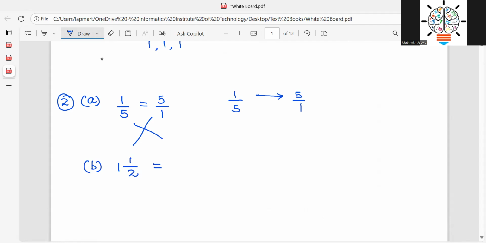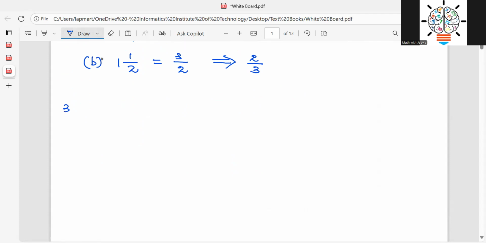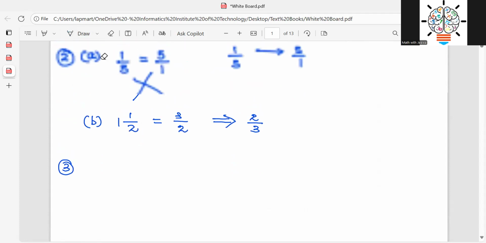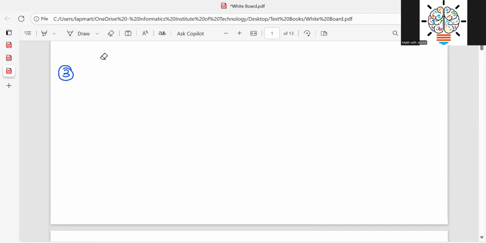Then part B, they have given 1 and 1 over 2. First you want to convert this into the improper fraction, 3 over 2. So then how do you write the reciprocal? That is 2 over 3. Okay, then we will move to question number 3. I'm quickly moving the screen, children, but if you want to copy down anything, you can pause the video and copy it down, right?